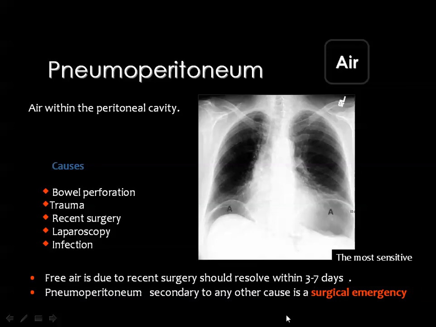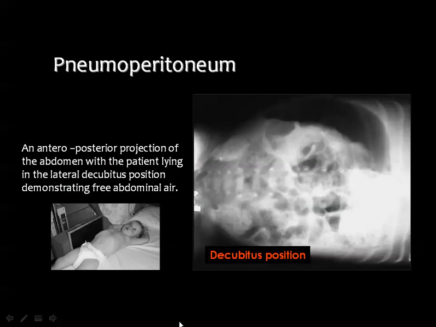And if there is no history of recent abdominal surgery and you see air within the peritoneum, this is considered a surgical emergency because it indicates that the bowel is perforated, either post-traumatic or after laparoscopy, after perforation of a peptic ulcer, for example, or secondary to infection.